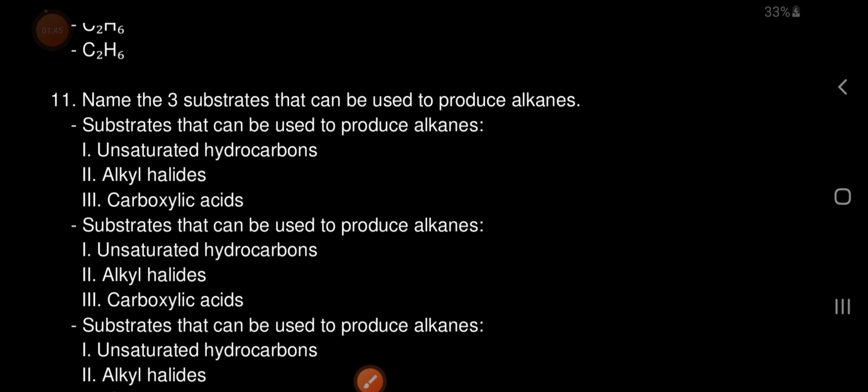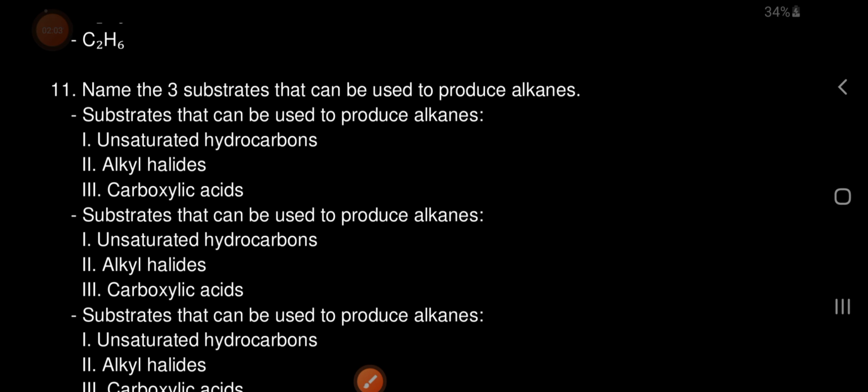Name 3 substrates that can be used to produce alkanes. Substrates that can be used to produce alkanes are: unsaturated hydrocarbons, alkyl halides, carboxylic acids.